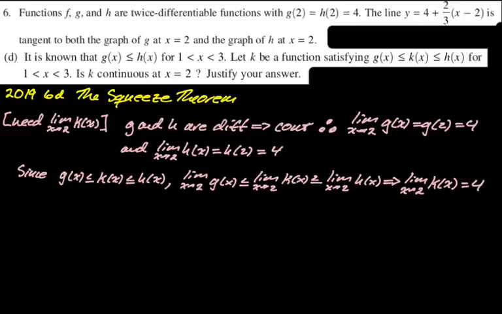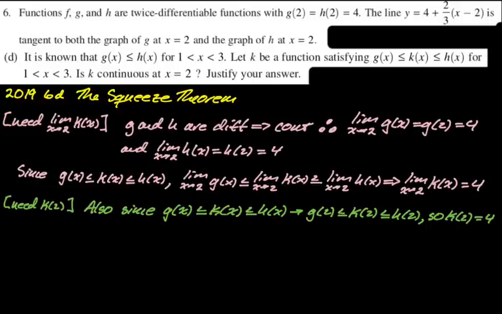So you didn't need to mention the Squeeze Theorem by name to get all the points on this. Generally speaking, I don't think you will ever need to mention the Squeeze Theorem by name, but make sure you're aware of it. Basically what I wrote there is the Squeeze Theorem. If a function is in between 2 other functions, and the 2 functions it's in between have the same limit, it must have the same limit. So now we know that the limit as x approaches 2 of k of x is 4.